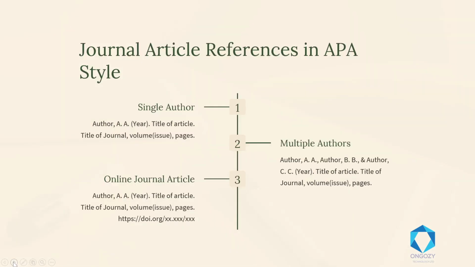So how do you reference a journal in APA style? If the journal is written by a single author, you just indicate the name of the author, comma, the initials of their other names. Remember, the name we are using is the last name of the author. Then the other names, you put the initials, and the year of publication, the title of the article, the title of the journal, the volume, issue, and the pages.